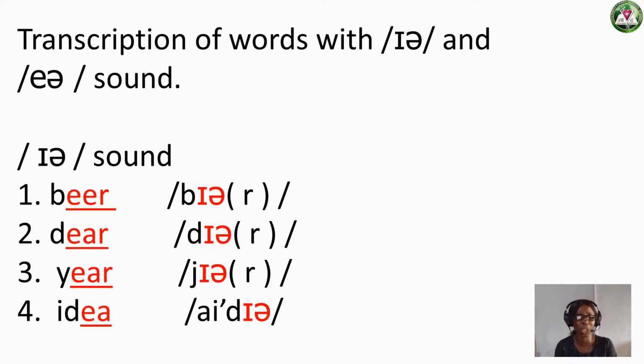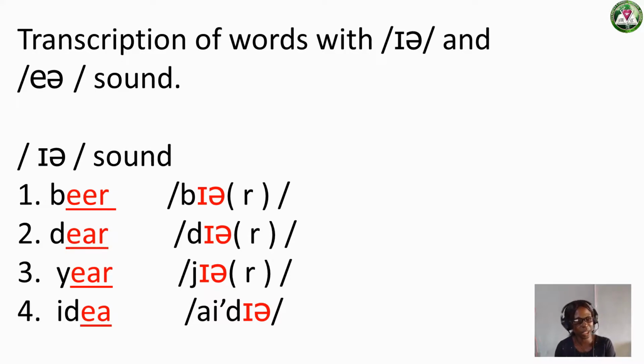Now look at the transcription. We have beer. You will notice the underlined words, or the words written in red. E-E-R. That is where we have the sound. We have it in E-E-R. And look at it, we have it in bear. Then we also have it in dare. You will notice the letters in red. That's where we have the sound. We have it in year.